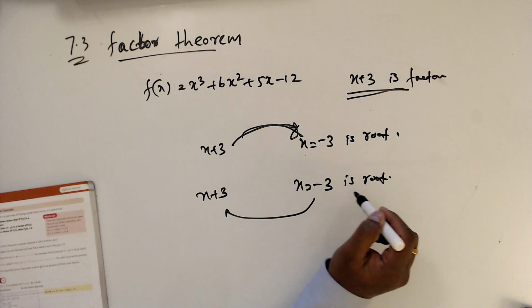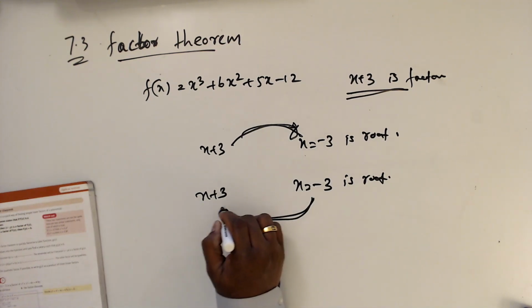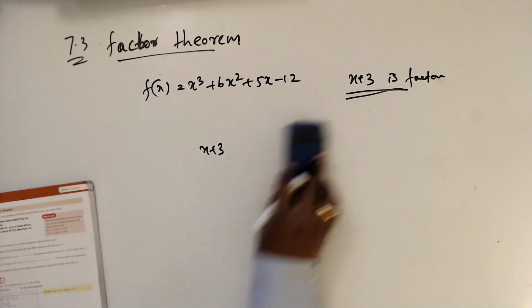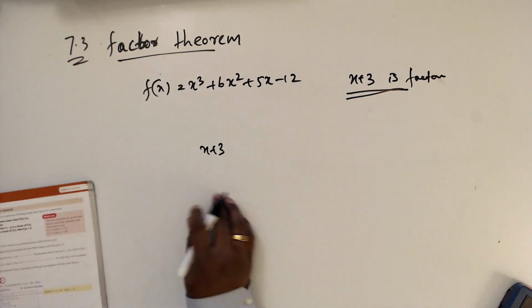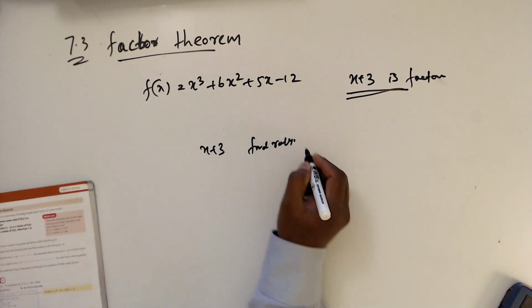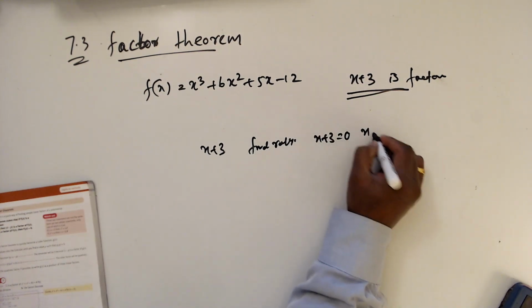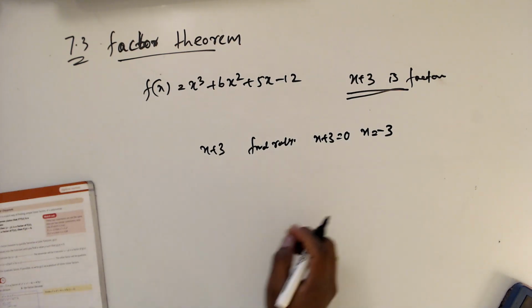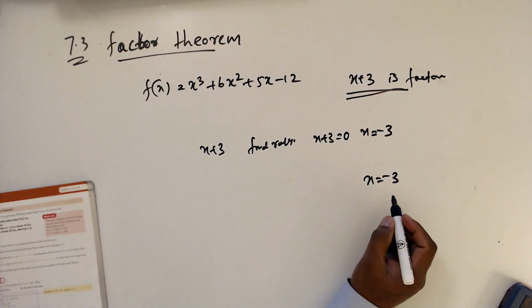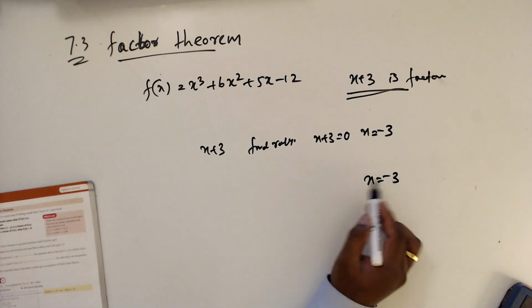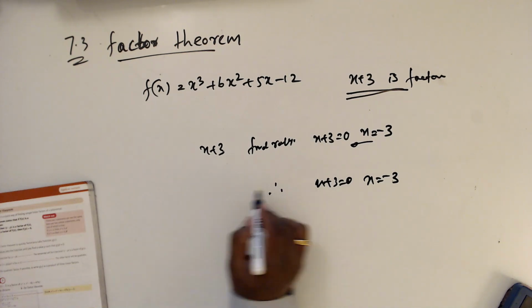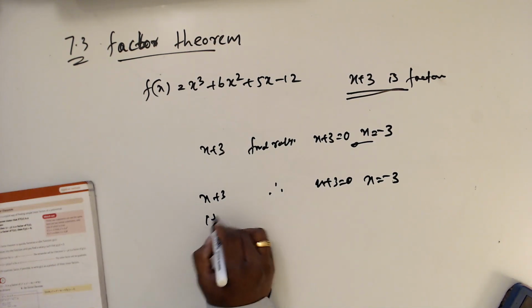I will tell x equal minus 3 is a root. Then what is your conclusion? x plus 3 is a factor. Now I'll ask, x plus 3 is a factor. Find the root. x plus 3 equals 0, x equal minus 3. Now I will tell x equal minus 3 is a root. Find the factor. Then follow the method. Minus 3 to other side. Go backward. x plus 3 equals 0. Hence, x plus 3 is a factor.